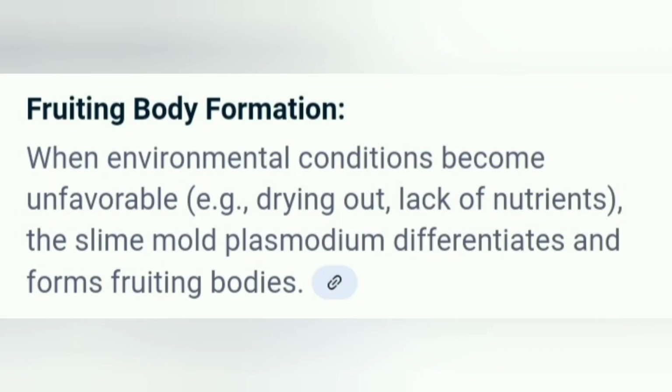Fruiting body formation: when environmental conditions become unfavorable, for example drying out or lack of nutrients, the slime mold plasmodium differentiates and forms fruiting bodies. When there are insufficient nutrients in the environment and the leaves are drying, they form a structure known as fruiting bodies.